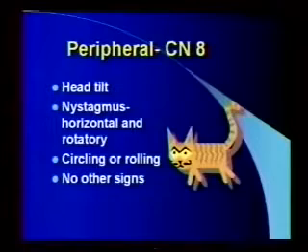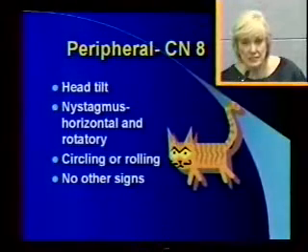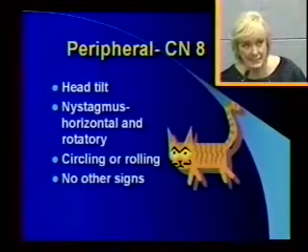With cranial nerve 8, there is a head tilt, and if there is a nystagmus, there might not be a nystagmus. Sometimes there's just a head tilt. But in the really acute cases, there may be a head tilt, there may be nystagmus, there may be circling and rolling. But the key is, once that calms down, there's no other signs. They're not paralyzed on one side of the body, or hypermetric like they are with cerebellar disease. So you just have the vestibular signs alone, and that's it.